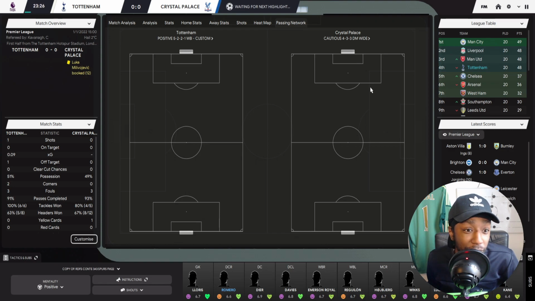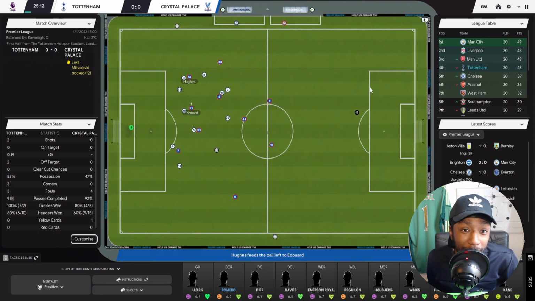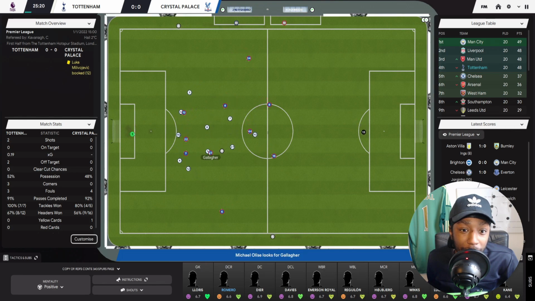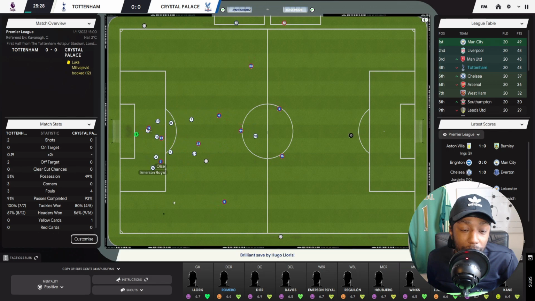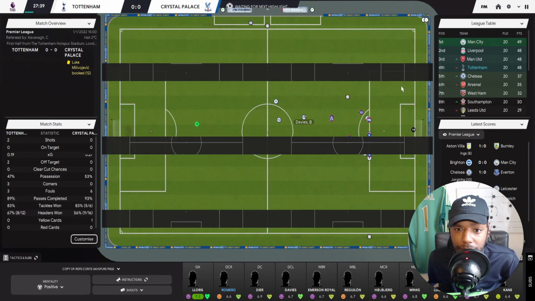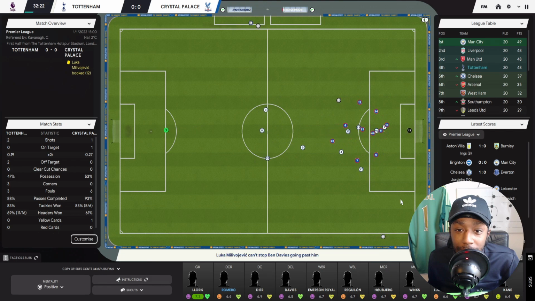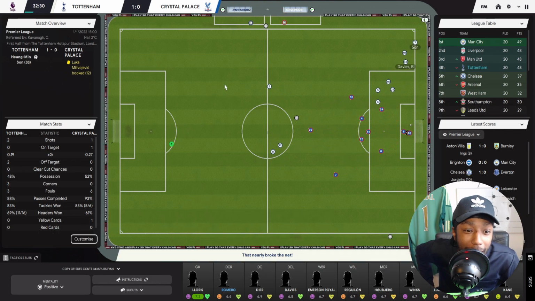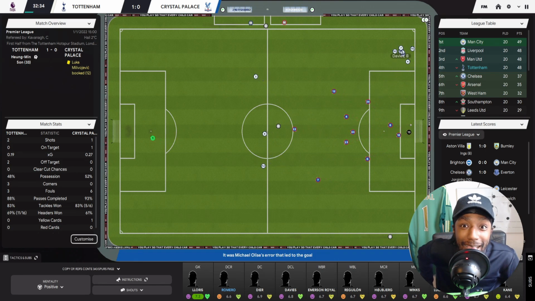We've just had our first shot on target, well, at goal anyway. There's Edward Gallagher. Oh my god, they didn't score. So here's Ben Davis on the ball. Oh, he plays it to Son, and we are 1-0 up and running.